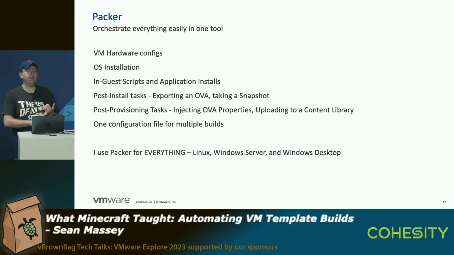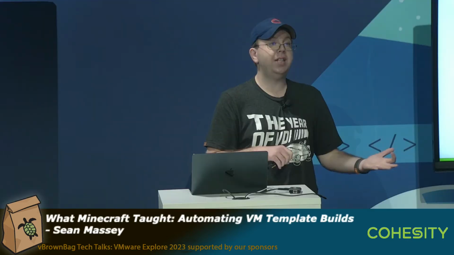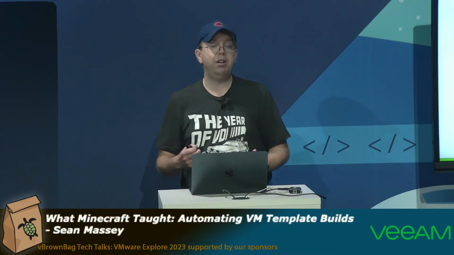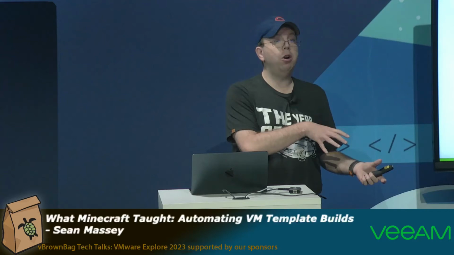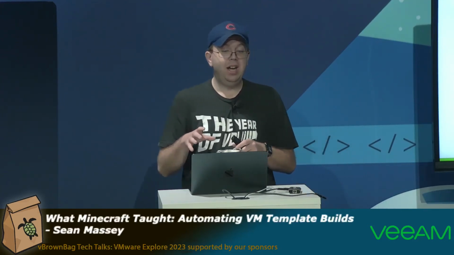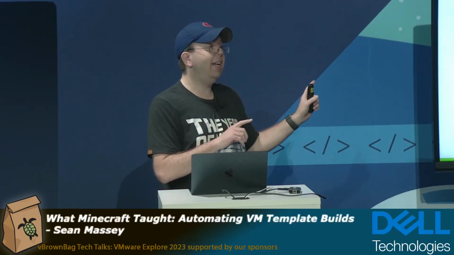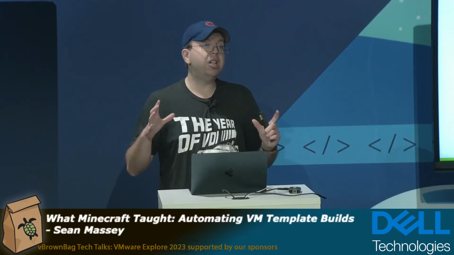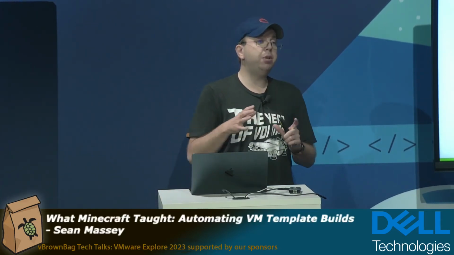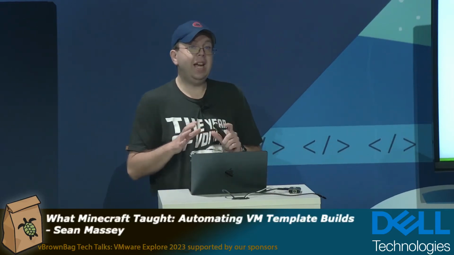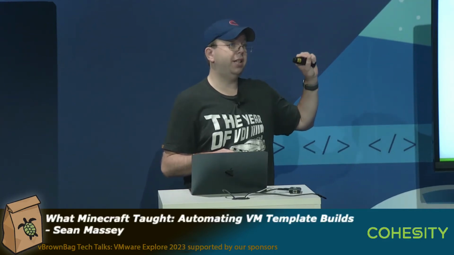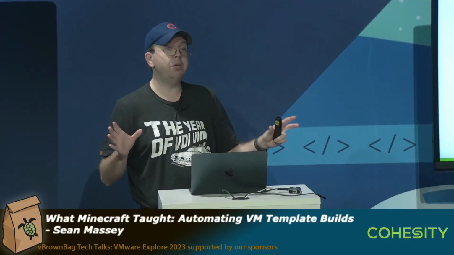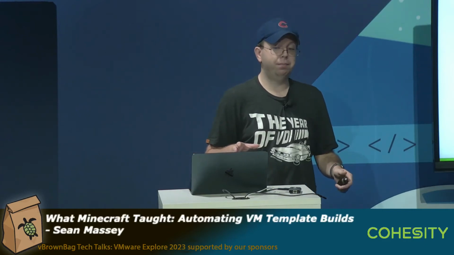So my VM hardware configs, my OS install, I can create in-guest scripts to install my applications and do my configurations. I can even do things post-provisioning. So I can create my OVA file, inject all my properties, and I can do all this and use variables to create multiple builds and multiple deployment models. So I ended up using Packer for everything. Linux, anything I do Linux-based, I end up building a Packer template for. Windows Server and Windows Desktop.